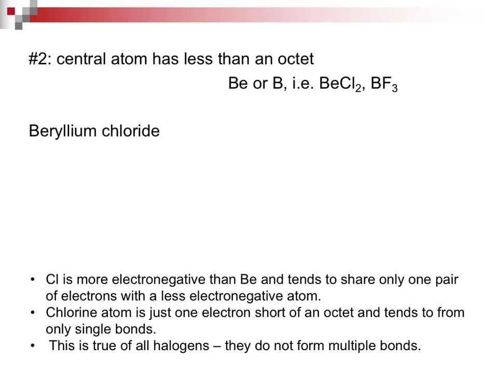So let's look at number 2. Number 2 says the central atom has less than an octet. Take a look at the periodic table where these 2 elements lie. You know, they're up in the left-hand corner. Let's do beryllium chloride, BeCl2. Beryllium has 2 valence electrons. I'm going to add to that 2 times 7. I will have a grand total of 16 electrons.